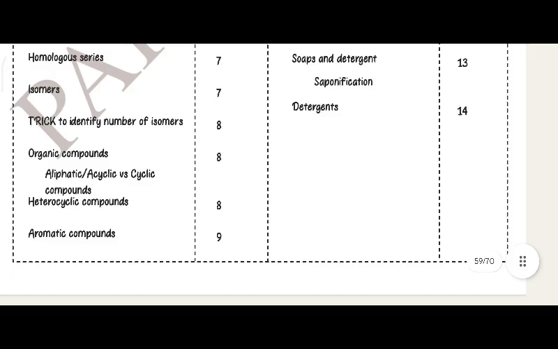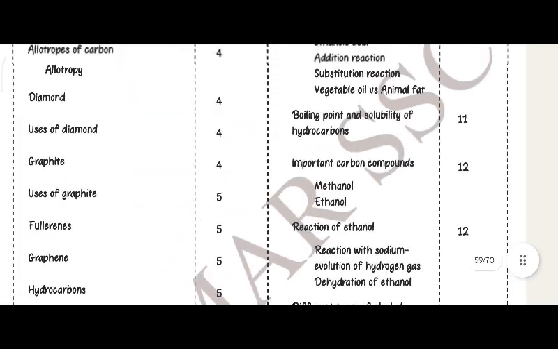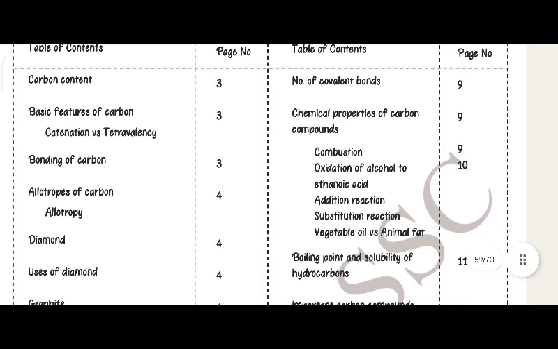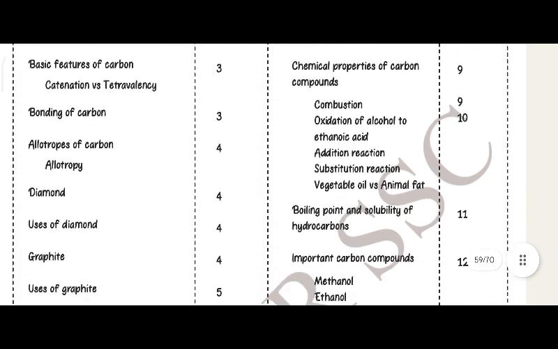Organic compounds. Aliphatic, acyclic versus cyclic compounds. Heterocyclic compounds. Aromatic compounds. Number of covalent bonds. Chemical properties of carbon compounds.